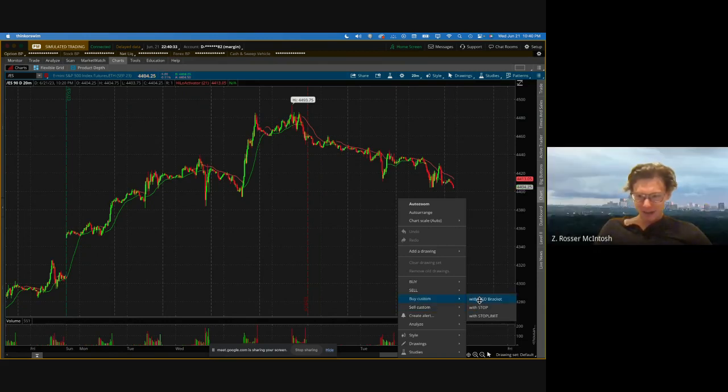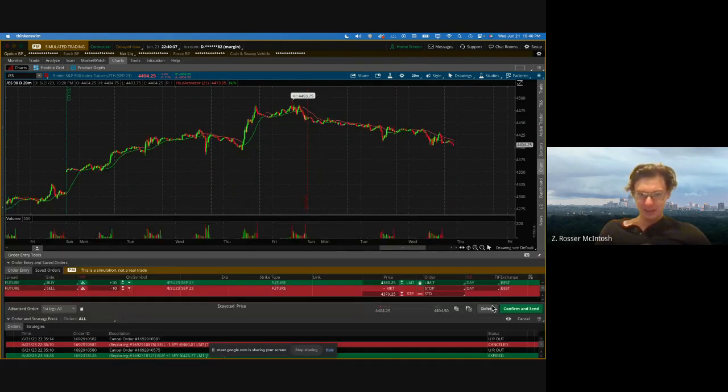All right. We'll go to buy custom with stop. Put that in. Now we're going to see two orders appear here. So we see here, the green part is obviously our buy section. This is now the ES. This is S&P 500 index futures.